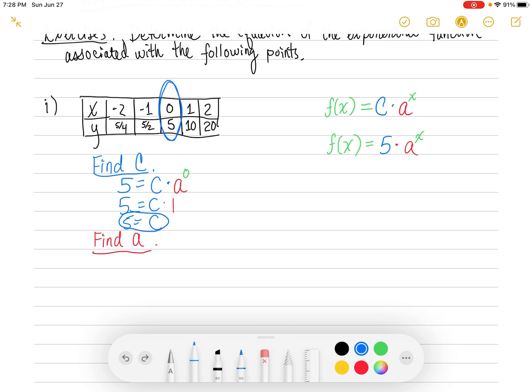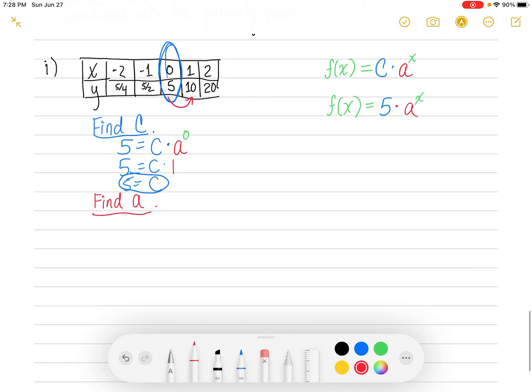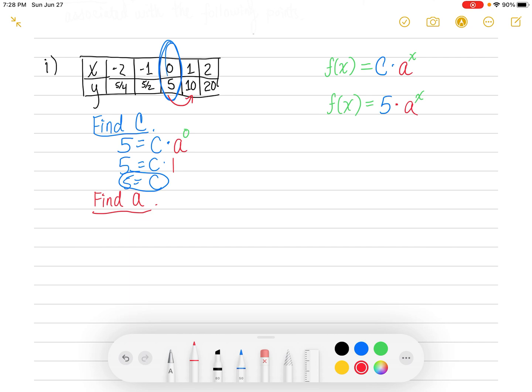I'm going to start back here at my y-intercept, 0, 5, right? This is my y-intercept. So I'm going to go 1 forward. I'm going to ask the question, how much do I have to multiply by to get from 5 to 10? That's kind of the short way to do it. To get from 5 to 10, I had to multiply by 2. That'll be your a. That's the quick way to do it.